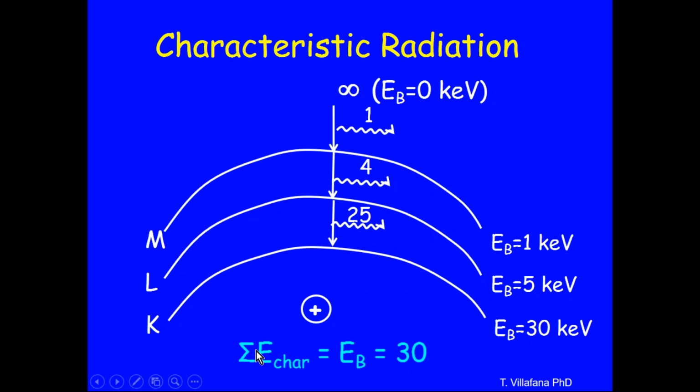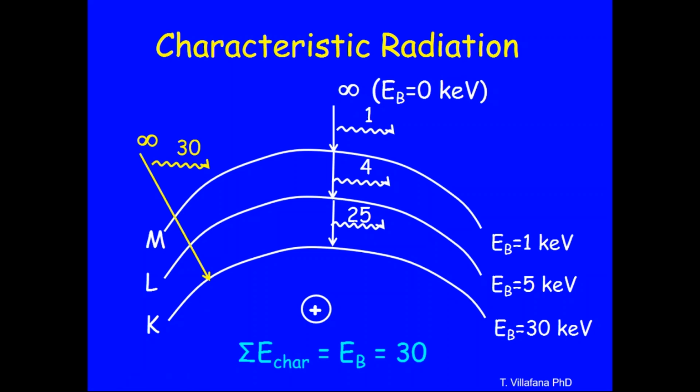And so whenever you have this cascading effect or this transitioning of electrons between orbits, the sum of the characteristic radiations always equals the initial binding energy. That's conservation of energy. Whatever energy you had started out with when you produced the ionization, well, you're going to get it back in the form of characteristic radiation.